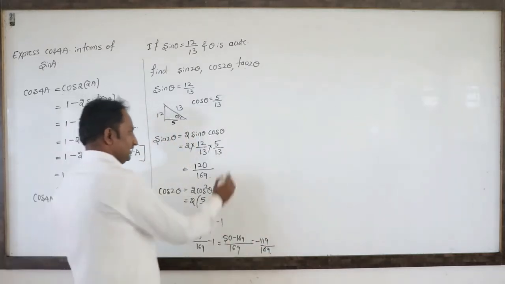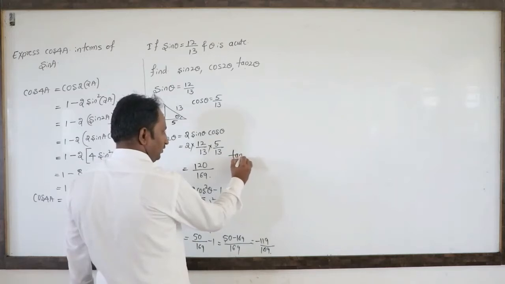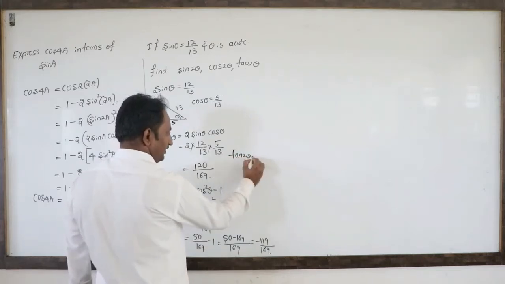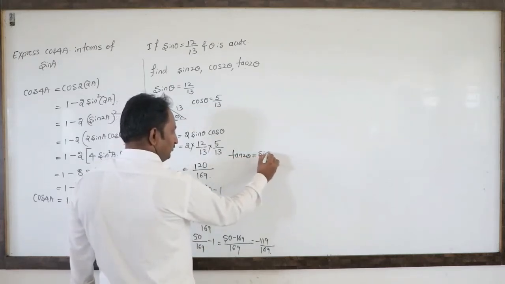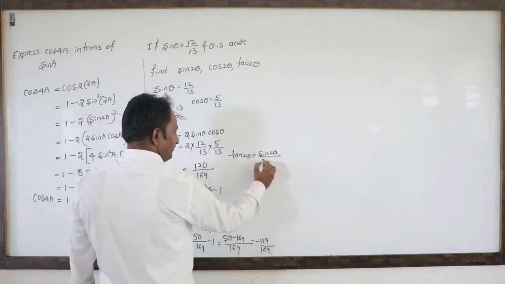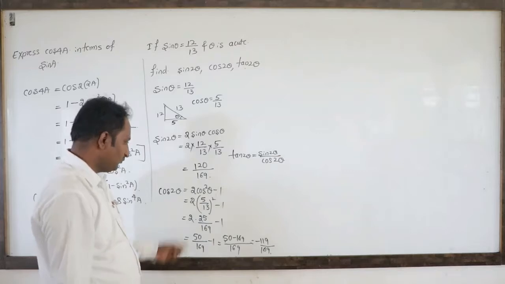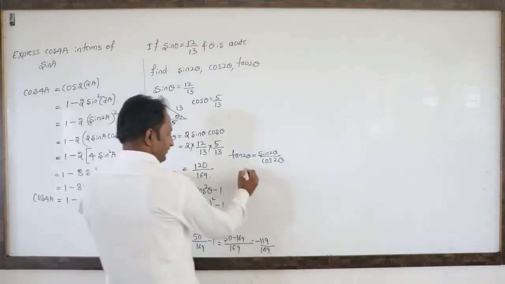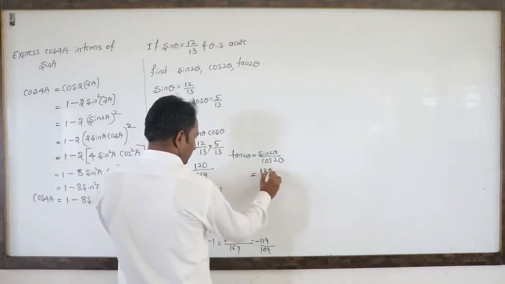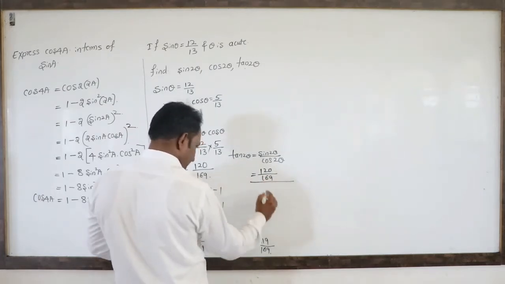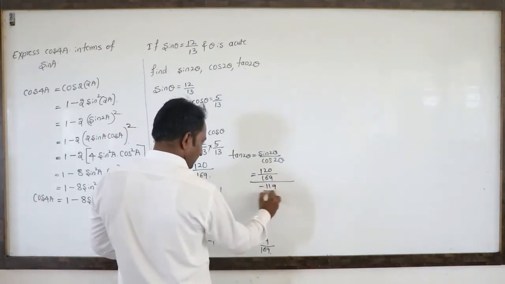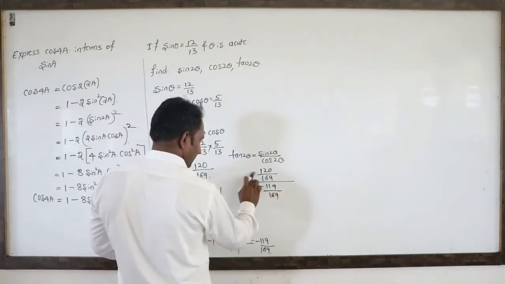Similarly, tan of 2 theta is equal to sine of 2 theta divided by cos of 2 theta. We know the value of sine 2 theta is 120 divided by 169, whole divided by minus 119 divided by 169.